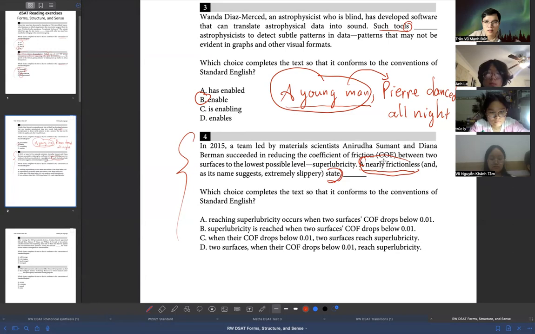So this is talking about a nearly frictionless state. So is it when, the nearly frictionless state? Can it be when? It's supporting the word right after it, the word or phrase right after it. So what choice would it be?